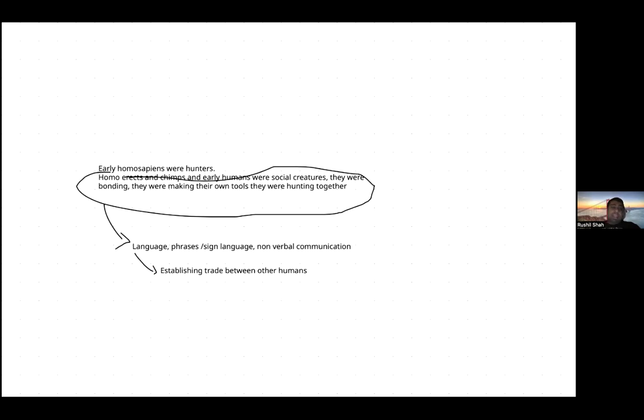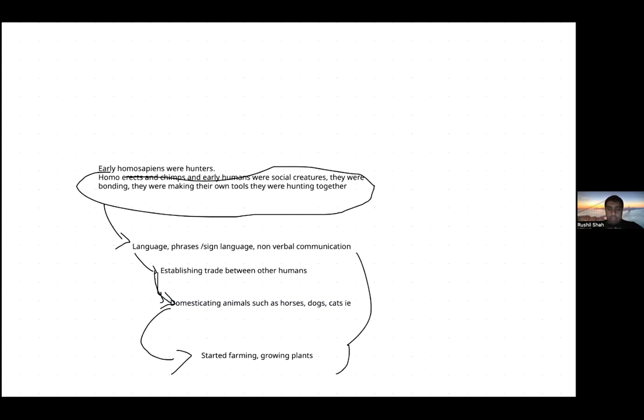And then we started domesticating animals such as horses, dogs, cats. We also tried domesticating other animals, but they just didn't work out. So that's what we did. And then afterwards we started farming, growing plants, and this was the agricultural era. This led to agriculture, and that was the birth of society, basically. Agriculture was the birth of society.